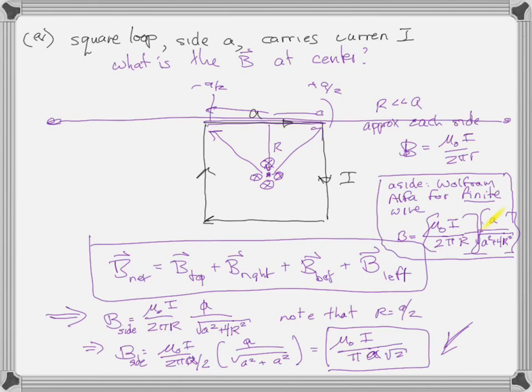So those four fields add like scalars. So what's the net result? The net field is 4 times the field of one side: 4 mu 0 I over square root of 2 pi A. So that's your answer. What's the field at the center? There it is. It's the field of each of the individual sides added together like vectors.